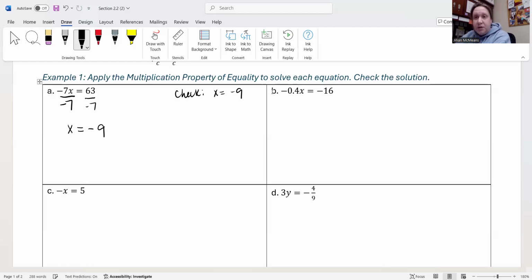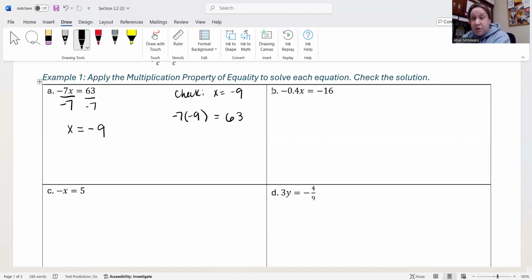So we want to check x equals -9. I'm going to rewrite the original equation. Anywhere I see an x, I'm going to replace it with a -9. So we have negative 7 times x, which is really negative 9. We want to know, does that equal 63?